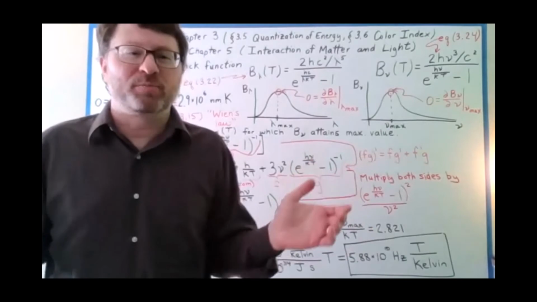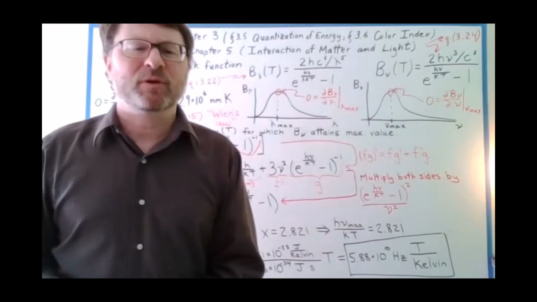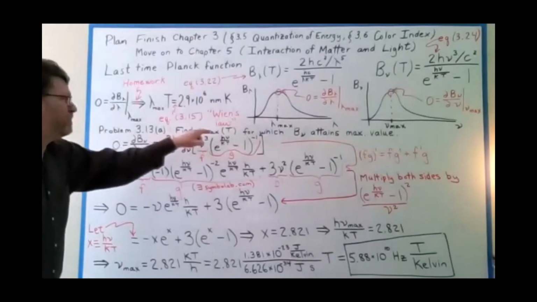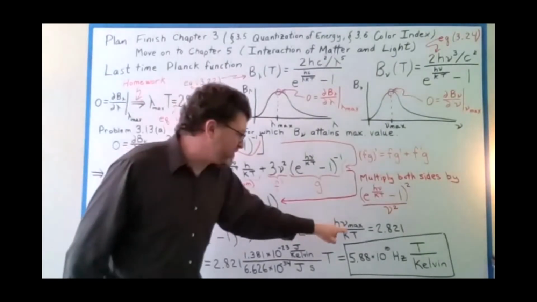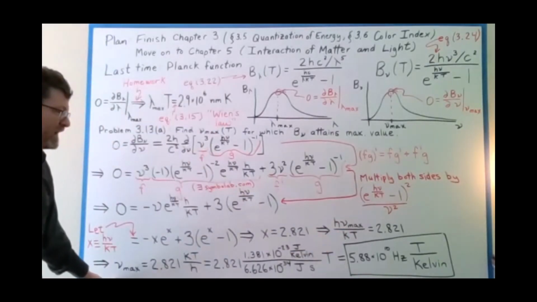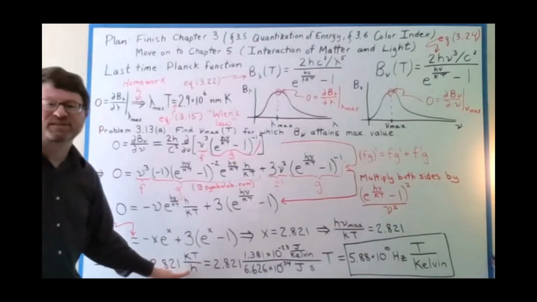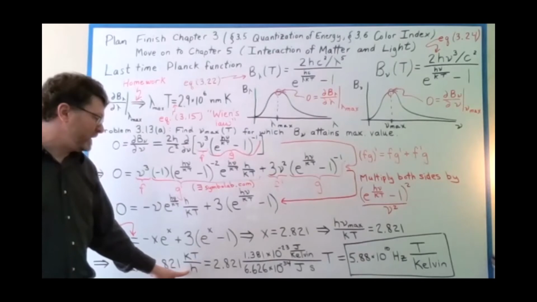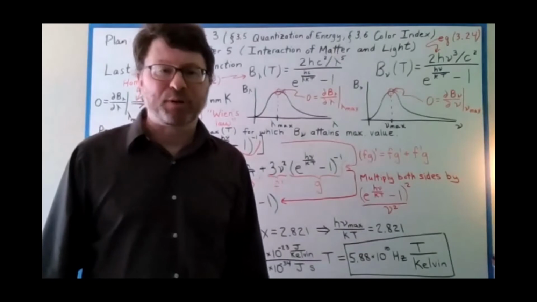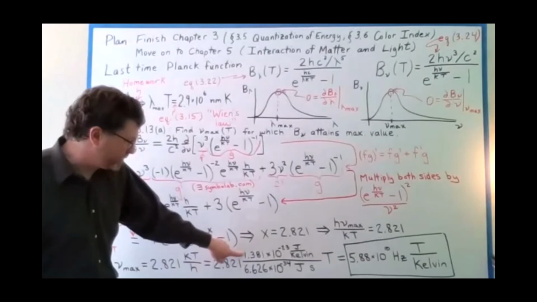I've done all the hard work, but now I get to do the fun little unit conversions and write it in a different final format, because the question did ask us to find nu max as a function of temperature. So I'm going to solve for this nu max right here. I multiply both sides by kT over h. So nu max is 2.821 times kT over h. And if I like, I can plug in values for Boltzmann's constant k and Planck's constant h. Right? 2.821 times, here's Boltzmann's constant.